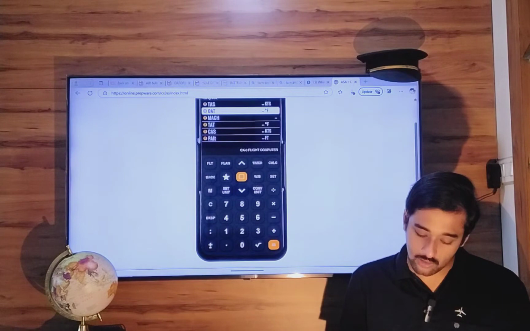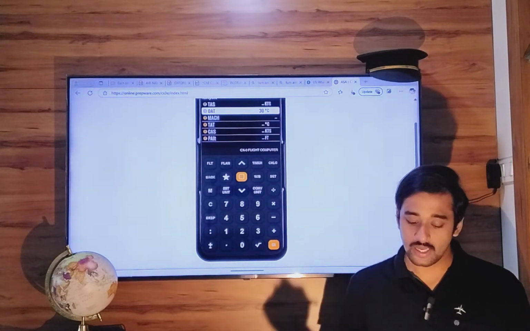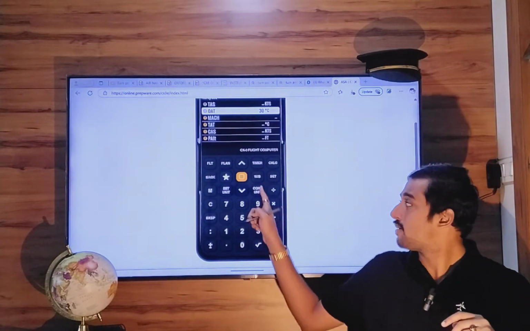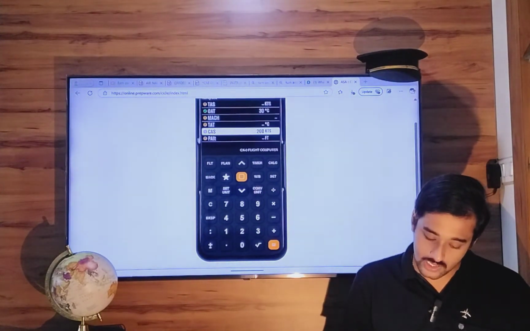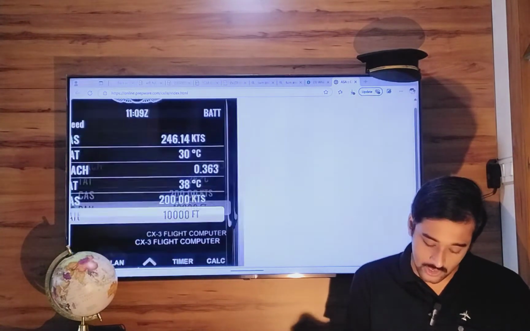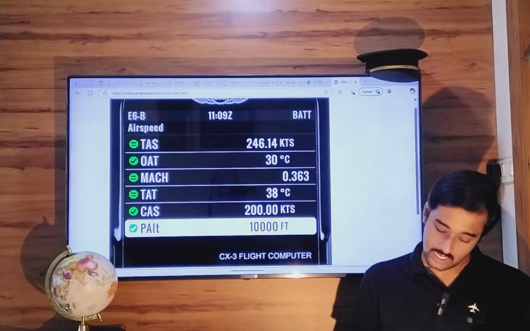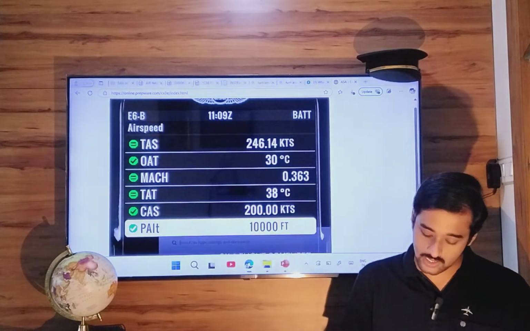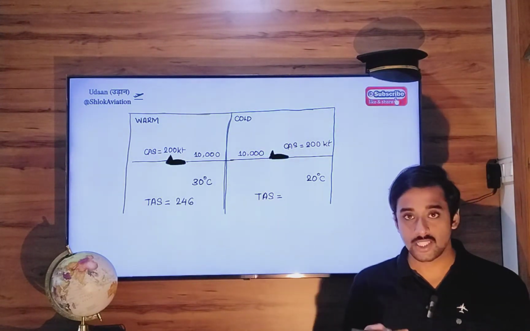And let's put in the values. Outside air temperature first, 30 degrees Celsius, warm air mass column. Make sure the unit is Celsius and not Fahrenheit. If you want to convert Fahrenheit into Celsius, press the convert unit button. Calibrated airspeed 200 knots, pressure altitude 10,000 feet. Right? So check the values again. Altitude 10,000, speed 200 knots, outside temperature 30 degrees Celsius. TAS 246. Now let's change the values.